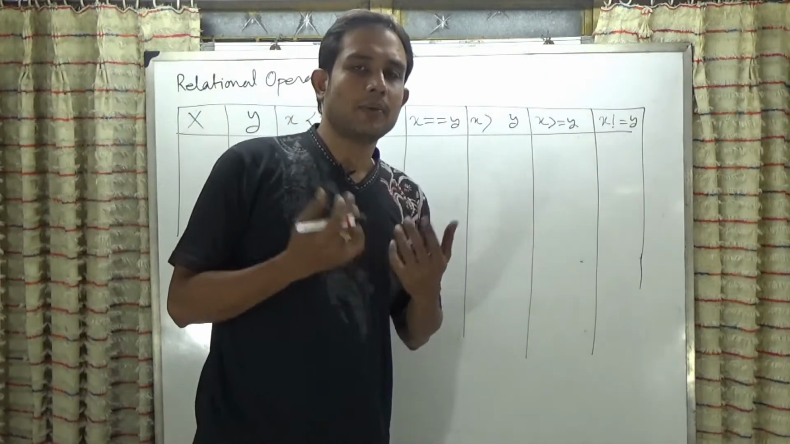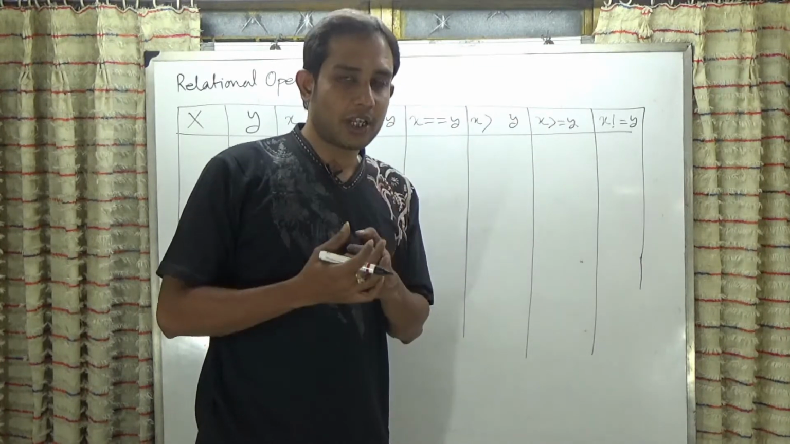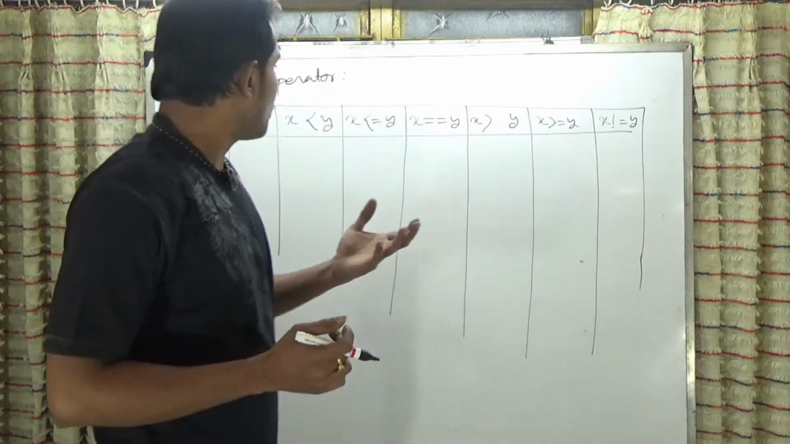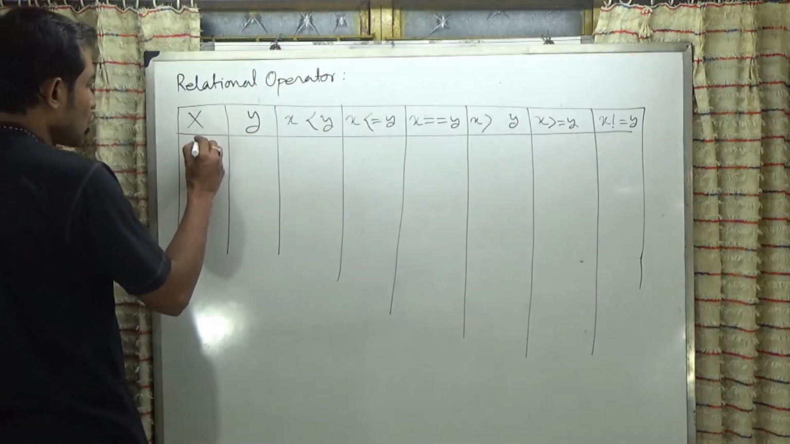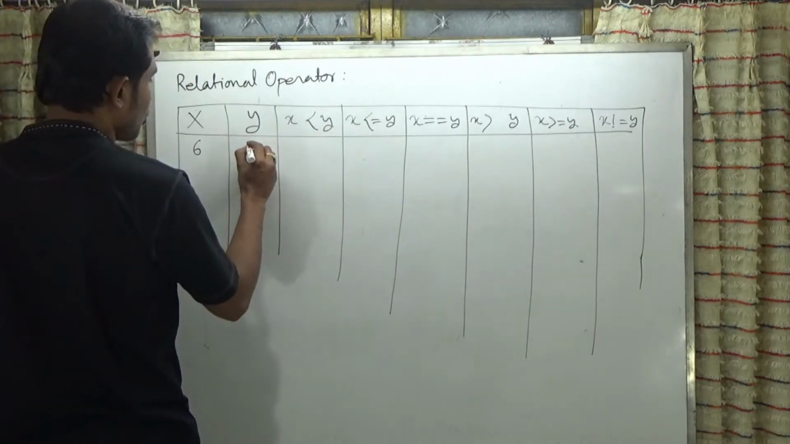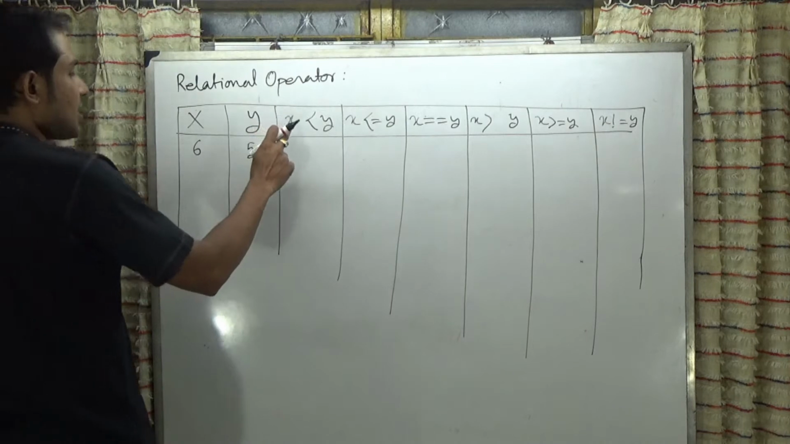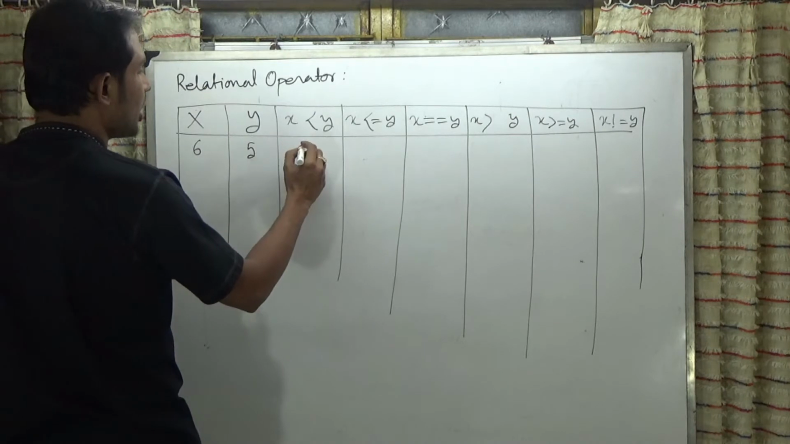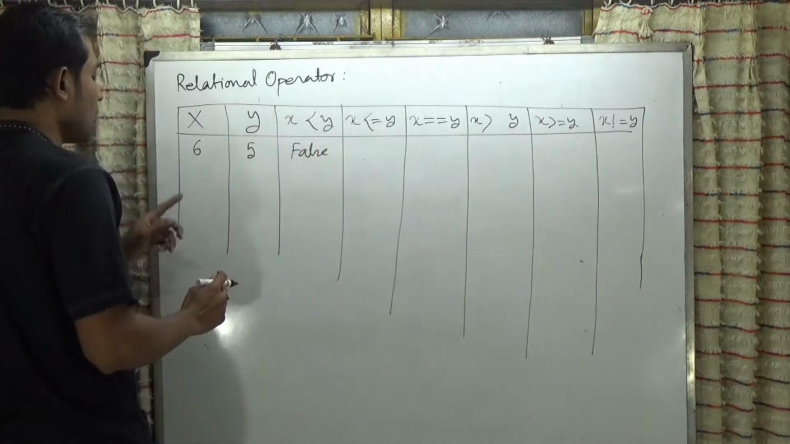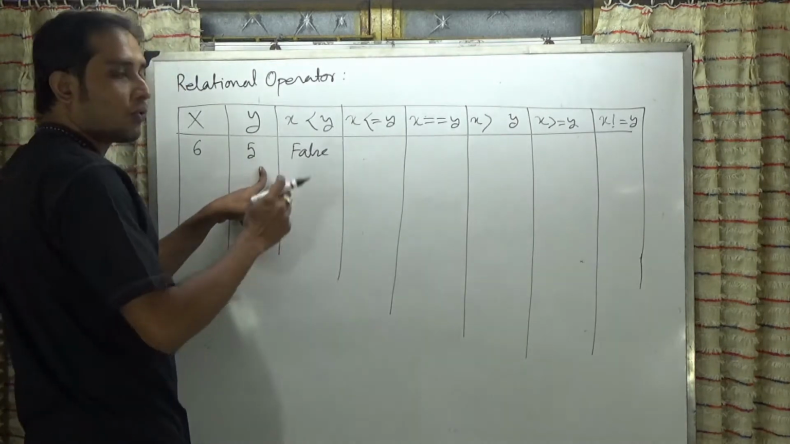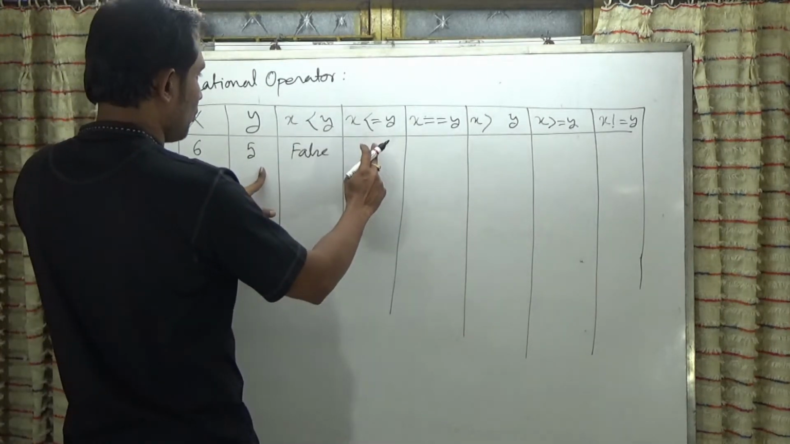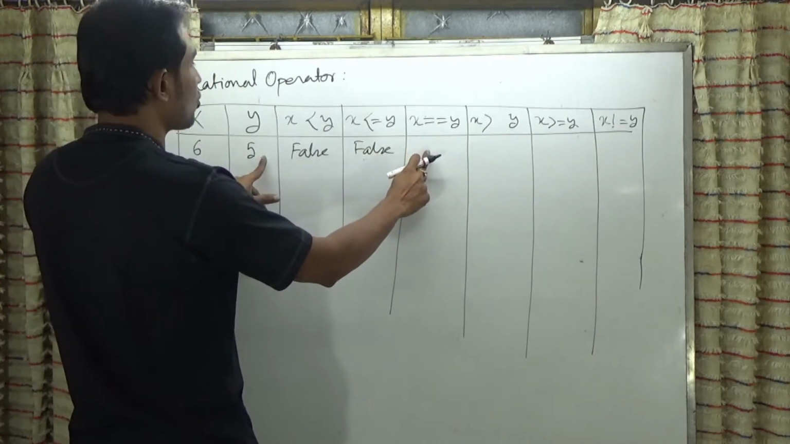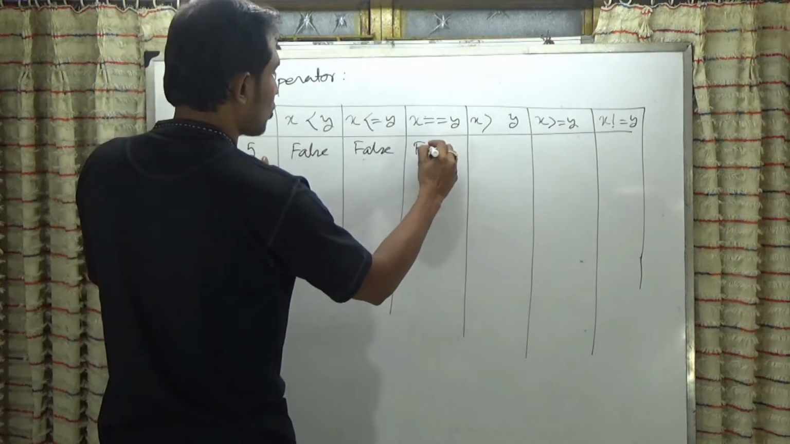Now I am going to compare two variables' values using all types of relational operators. Suppose the value of x equals 6 and the value of y equals 5. As x is less than y, 6 is not less than 5, so it returns false. Now 6 is not less than 5 and not equal to 5, so it also returns false. And in this case 6 is not equal to 5, so it returns false.